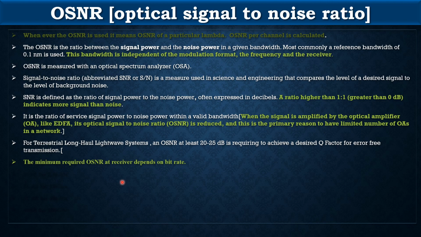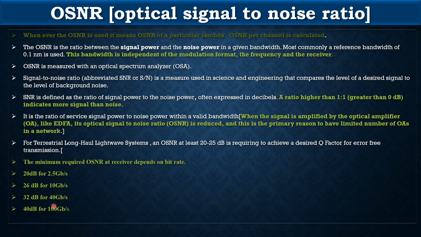So we will see what OSNR value is required at the receiver when the wavelength has a different bit rate. Suppose a wavelength has 2.5 Gbps. Then 20 dB OSNR is required at the receiver, minimum 20 dB. Below that results in an errored or degraded signal. So 26 dB minimum OSNR is required if we have a wavelength with a 10 Gbps bitrate. If a wavelength is traveling at 40 Gbps, 32 dB minimum OSNR is required at the receiver.